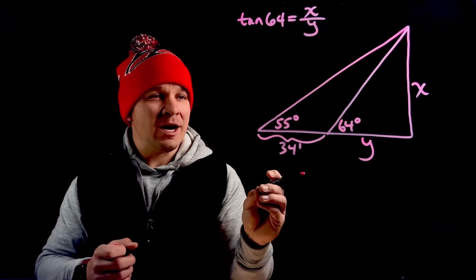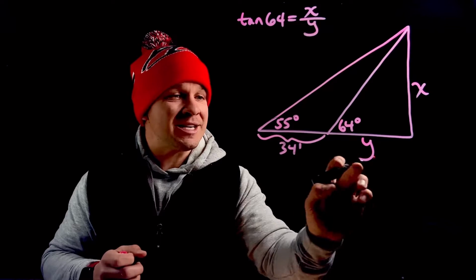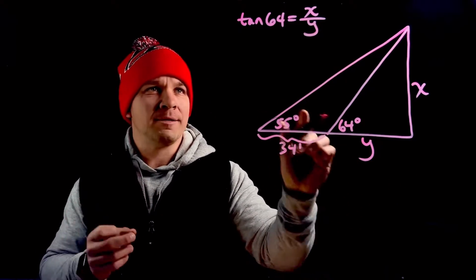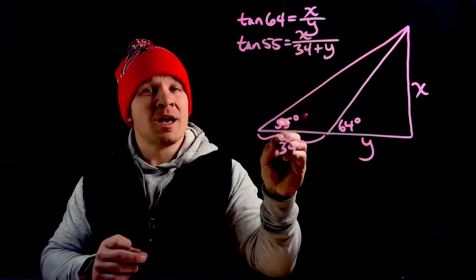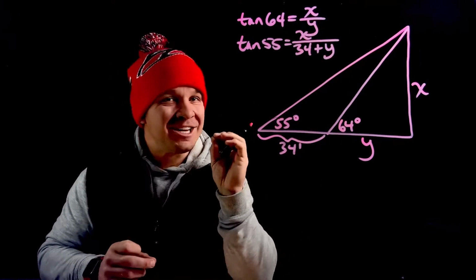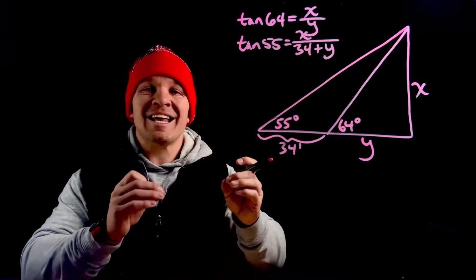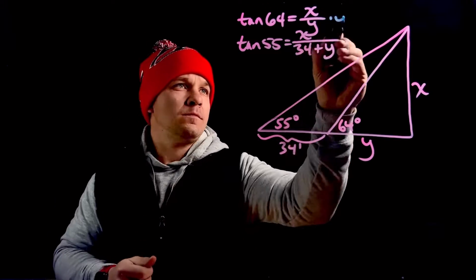Then for my second one, I'm going to take this angle 55. I have my opposite side of x, and my adjacent side here is 34 plus y. Now what you may notice about these 2 equations is that they both have x in the numerator, and I can use that. I'm going to multiply by the denominator on both sides for both equations, getting them both equal to x.